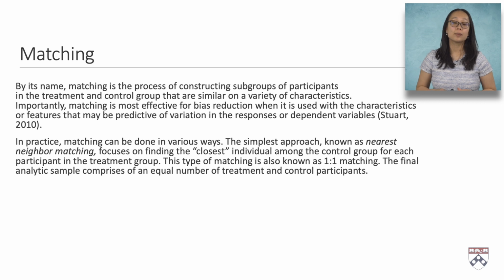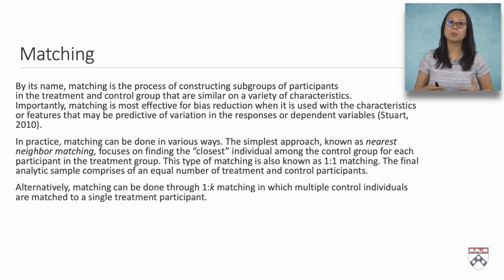In practice, matching can be done in various ways. The simplest approach, known as nearest neighbor matching, focuses on finding the closest individual among the control group for each participant in the treatment group. This type of matching is also known as one-to-one matching, in which we have, again, one control individual matched to one treatment individual. And the final analytic sample comprises an equal number of treatment and control participants.